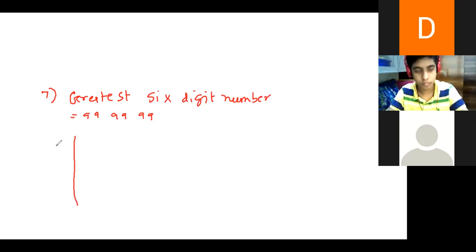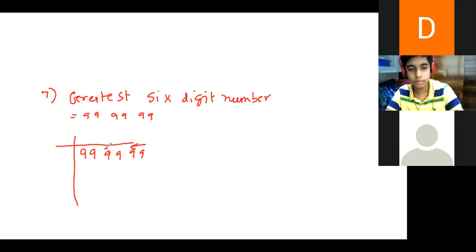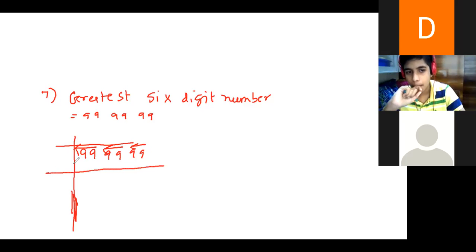So by division method, 999999: one couple, two couple, three couple. Shreyash, have you followed the coupling part? Yes, sir. I was not able to.